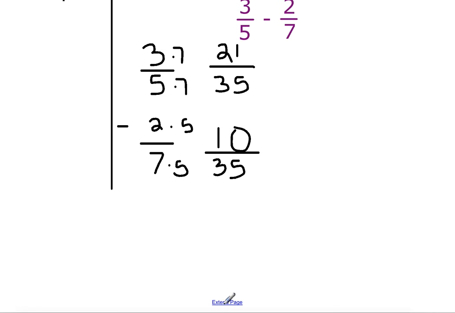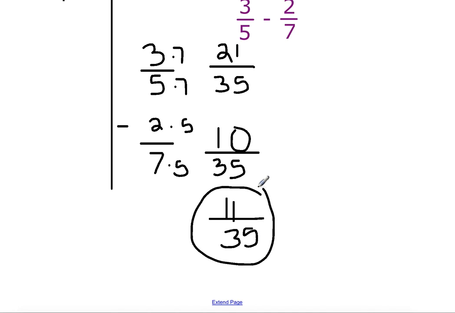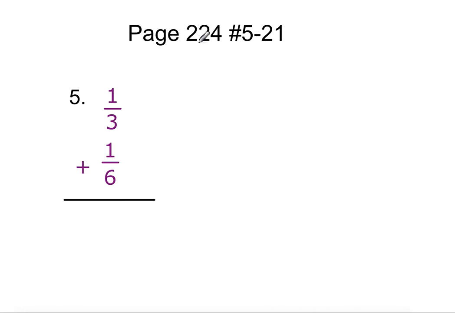Again, I need to subtract. I'm not adding, I'm subtracting. 21 minus 10 is 11, and my denominators stay the same. Again, there's nothing that can go into 11 that can also go into 35, so that is simplified, and I'm done. So your assignment today is page 224, 5 through 21, and I want you to write them looking like that.